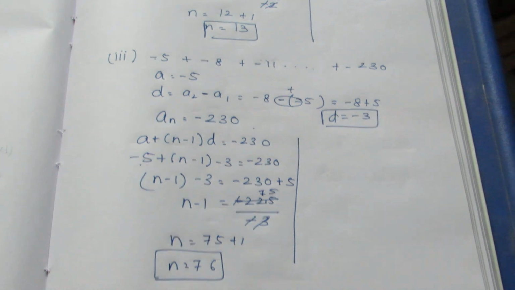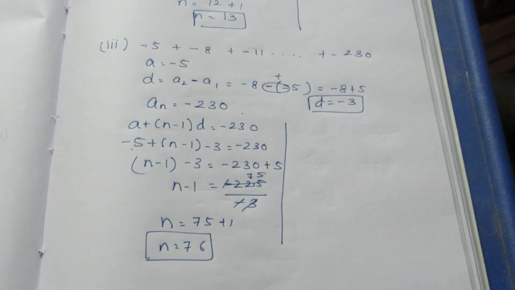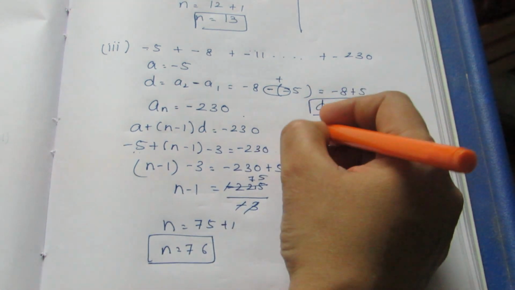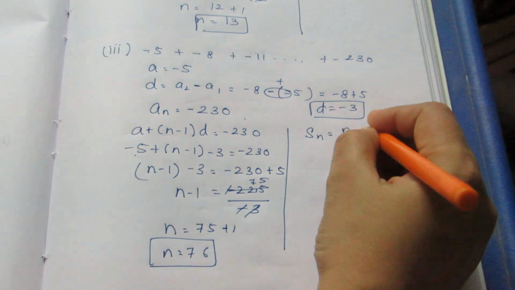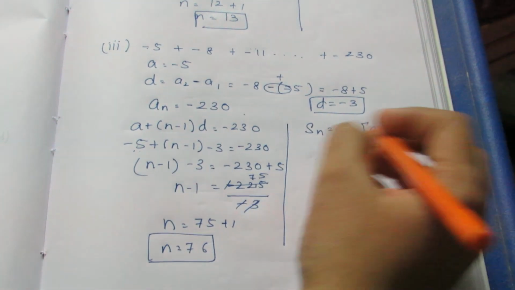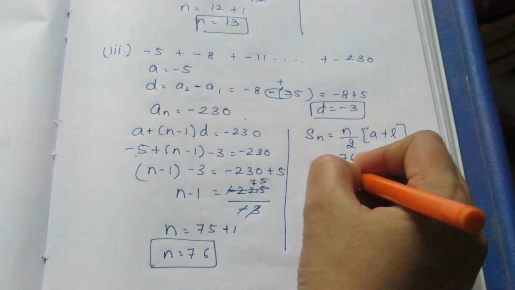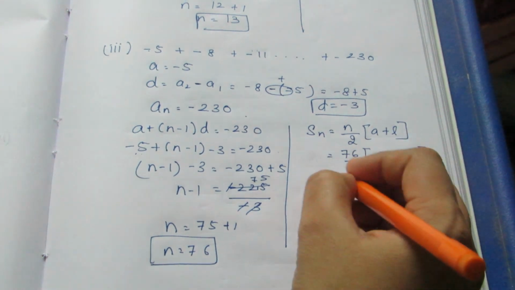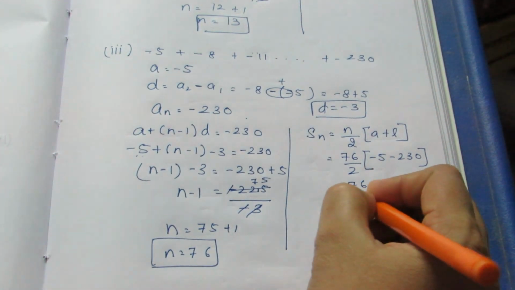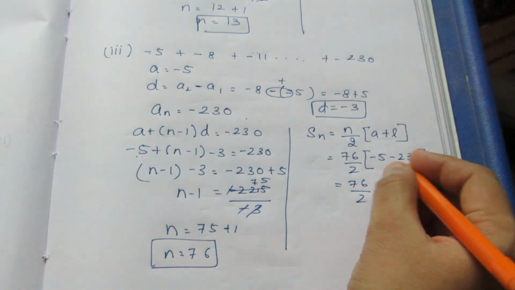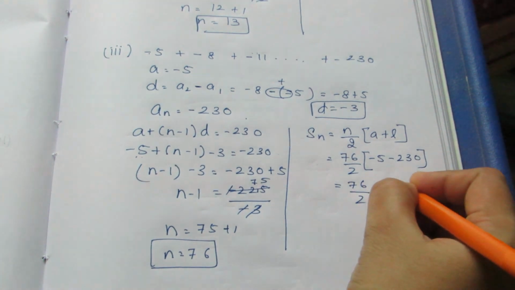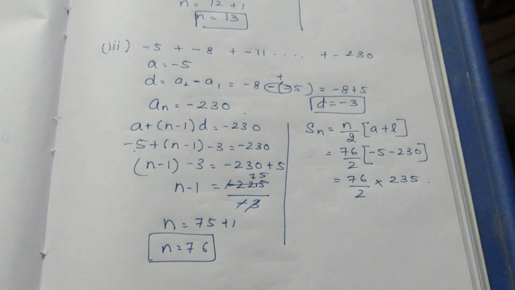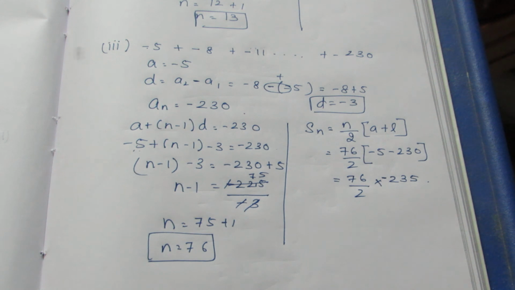We need to find Sn. I'll write it on the side so that you can see both, but in the exam, you need to write it downstairs. After this, we continue with finding Sn. So the Sn formula, Sn equal to n by 2 into a plus l, because we know the last number. n is 76 by 2 into a, which is minus 5, plus l, which is minus 230. Here minus into minus will become plus, so we add and write the greater number's sign, minus 235.